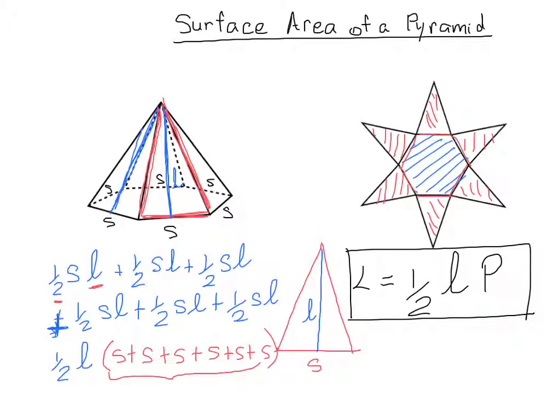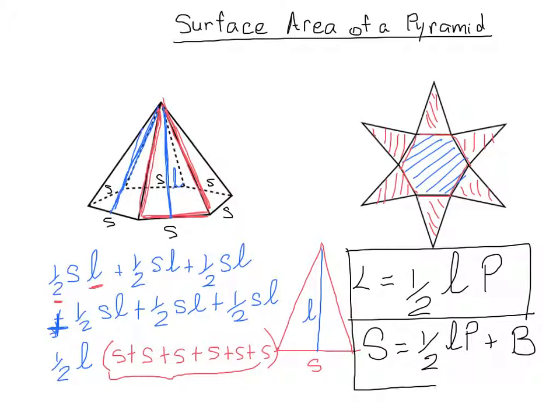All right, so then how do you find the surface area? Well, we're going to use the letter S for surface area. The surface area is found by, of course, adding the lateral area, which we already know is half LP, to the base area, which we're going to call B.